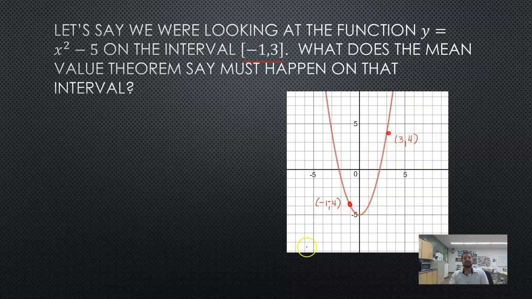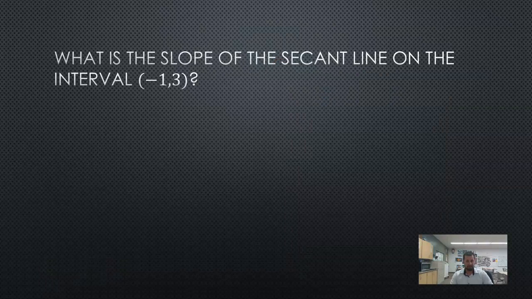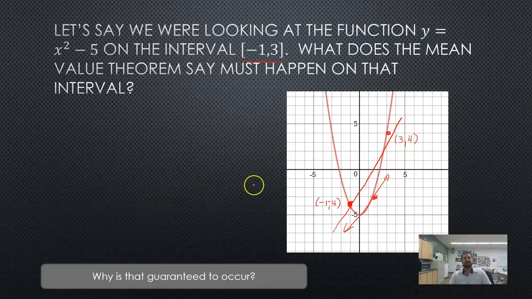Now, here's what the mean value theorem is saying. If I find the slope, and that's a really bad secant line that I just drew, but pretend I connect those two points together, if I find the slope of that line, there has to be somewhere, and we don't know where it is yet, that if I draw a tangent line, it has the exact same slope as that secant line. And why that's guaranteed to occur is because anywhere between -1 and +3, this function is both continuous and differentiable the entire time. So first off, we need to find the slope of the secant line on the interval from -1 to 3.